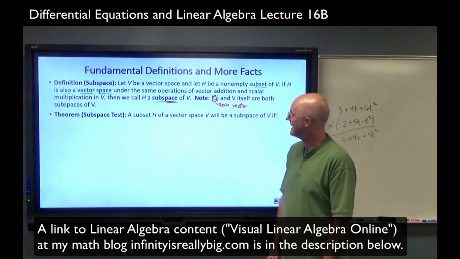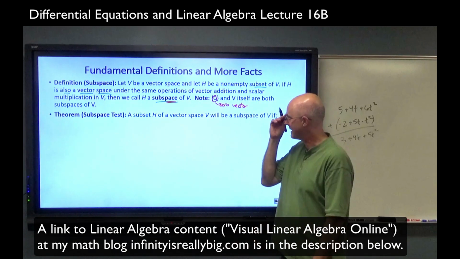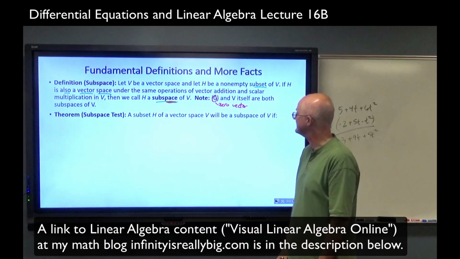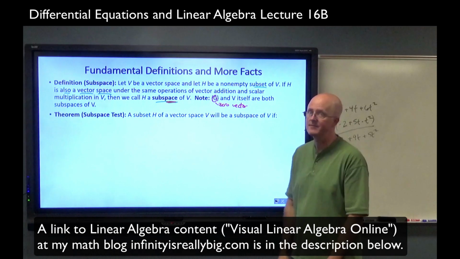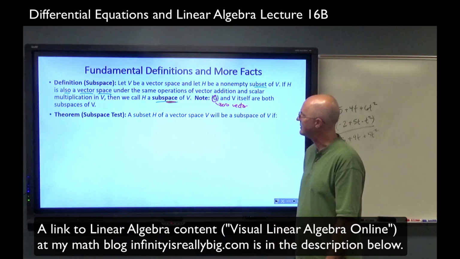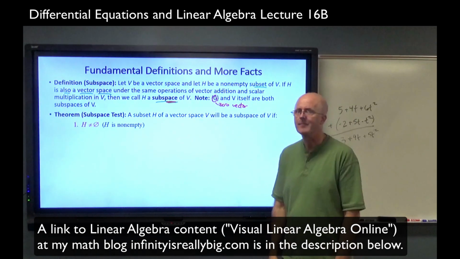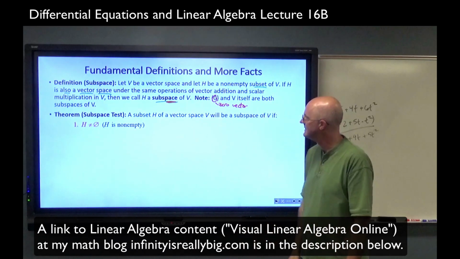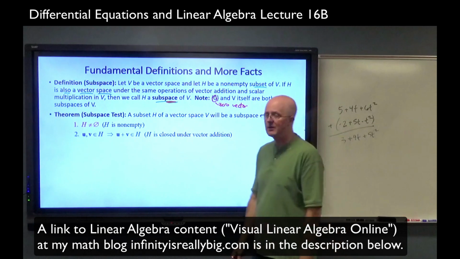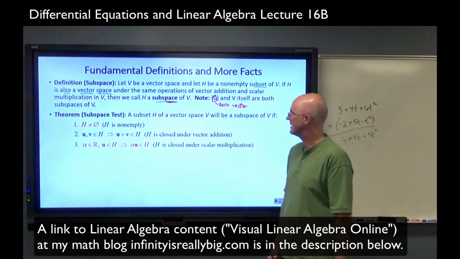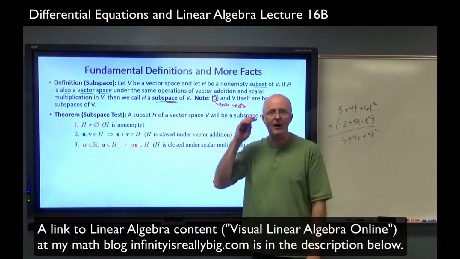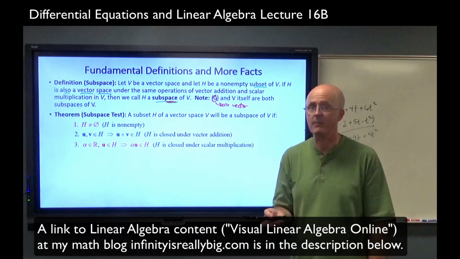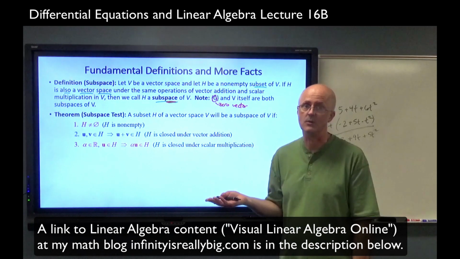Theorem, subspace test. We will look at examples of subspaces here. A subset H of a vector space V will be a subspace of V if, write it as three conditions here. First of all, H is non-empty. We don't want the empty set to be a subspace for some technical reasons. If it's closed under addition, and if it's closed under scalar multiplication. All the other properties, commutativity, associativity, etc., distributive property, follow pretty easily if these things hold.